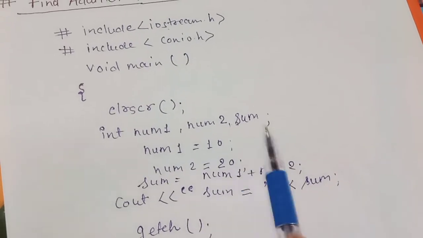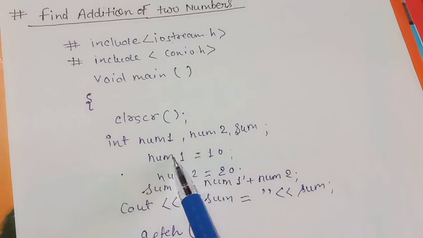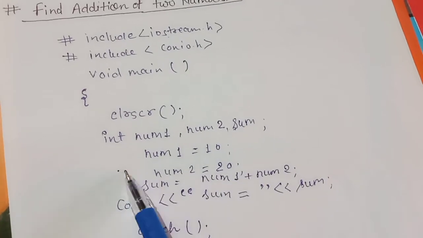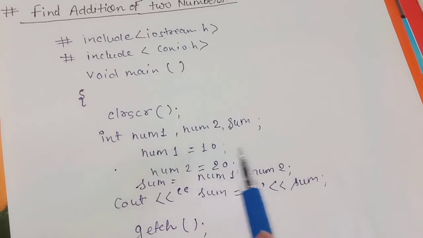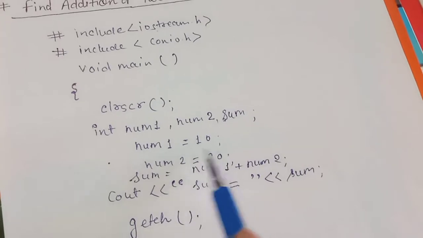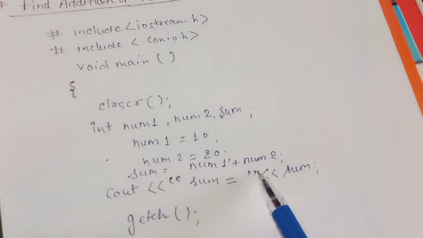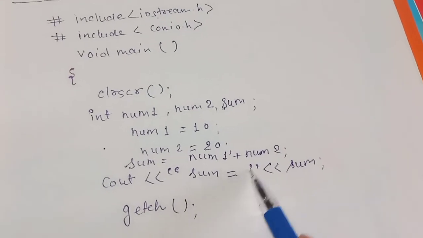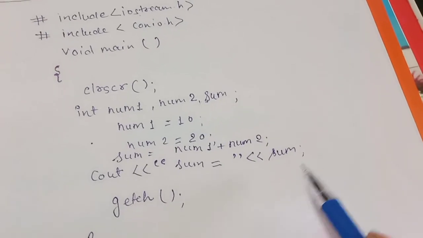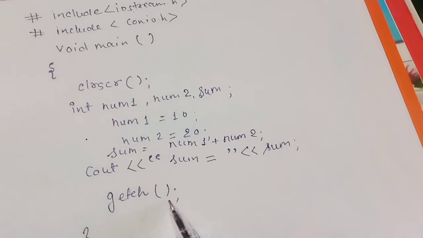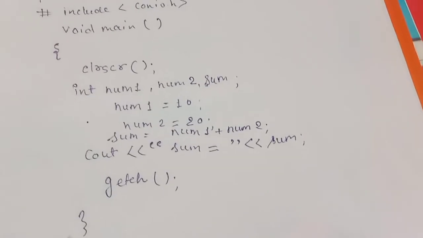One thing I will tell you is that here I take number 1 is equal to 10. You can also write this on the output screen if you want to show it, like number 1 is equal to 10. Otherwise you can skip it. Here it is basically num1, num2, and the sum. Sum is equal to, using double quotes here, then the number will show on the sum. Then the semicolon and getch, so your program closes right here. Here you can close the braces of this program.